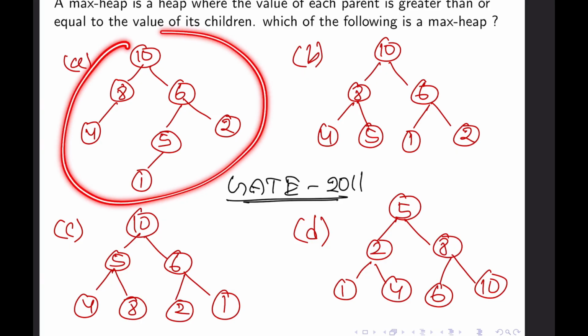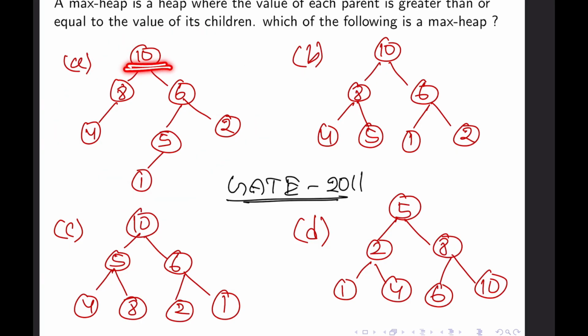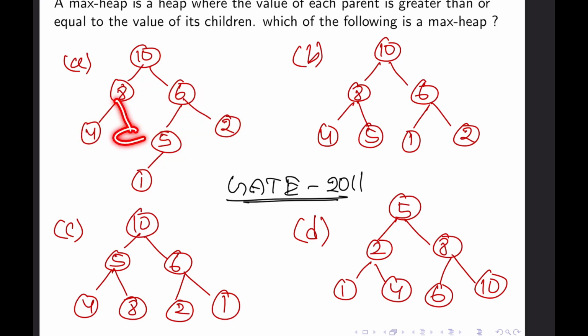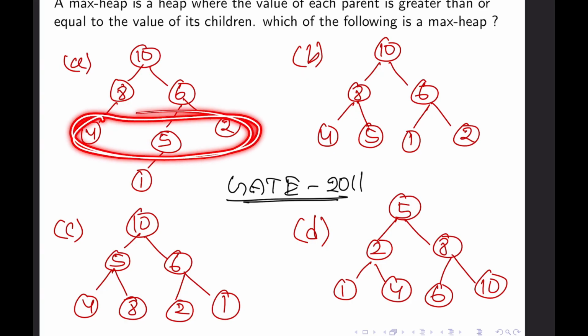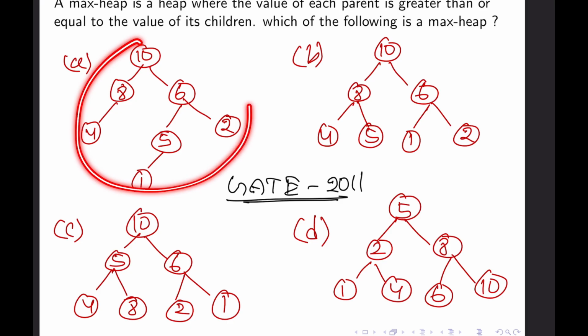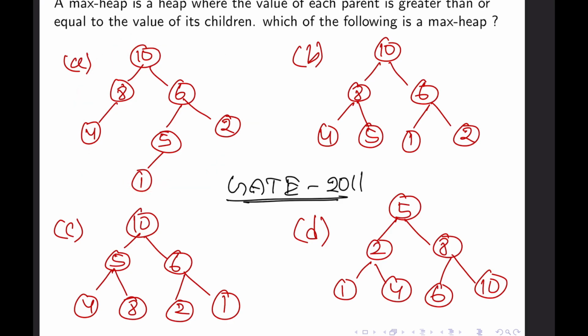First, for option 1, whether it is a complete binary tree. Here you can see 10, then 8, 6. If we consider this label 0, this label 1, this label 2, then label 2 is not complete. Here you can see for 8 there is no right child, so it is not filled from left to right. Once a level is complete, then we can move to the next level. So this one is not a complete binary tree, so this is not a heap.